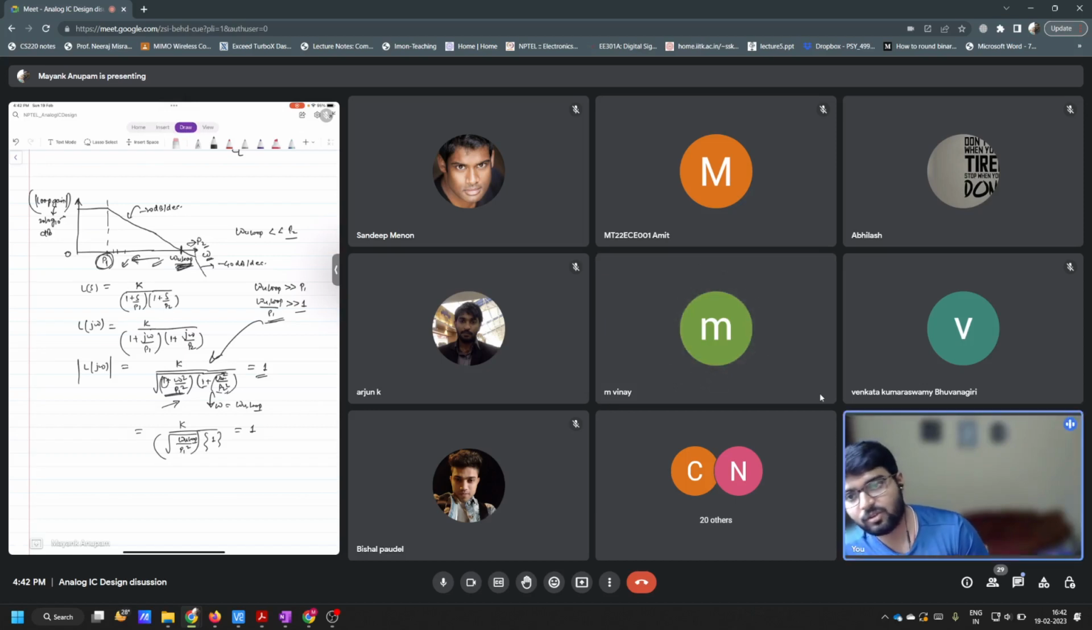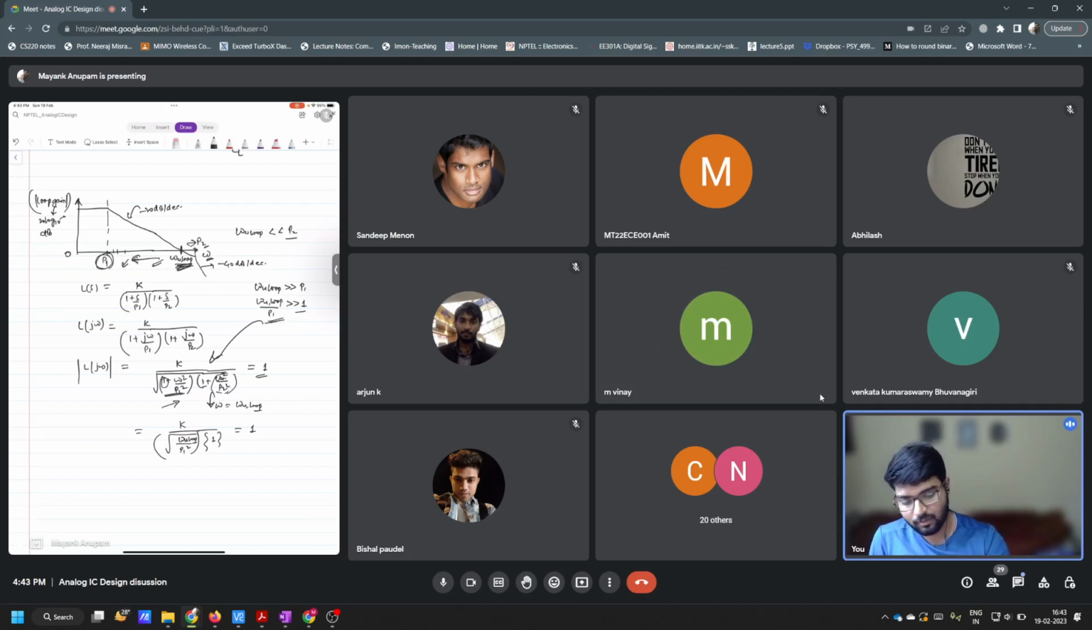Yeah. When you simply ask bandwidth, people generally mean minus 3 dB bandwidth. In that case, you are right. The bandwidth is P1. But I have explicitly told here, right? This is the unity gain bandwidth of the loop gain.